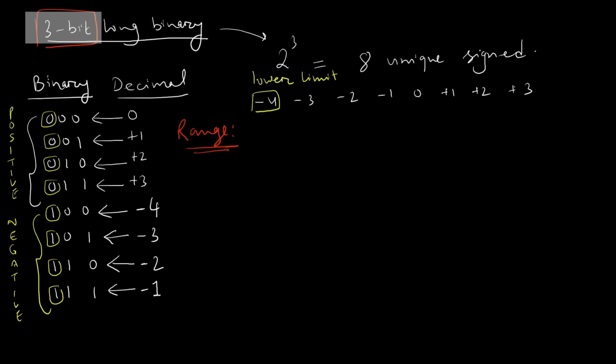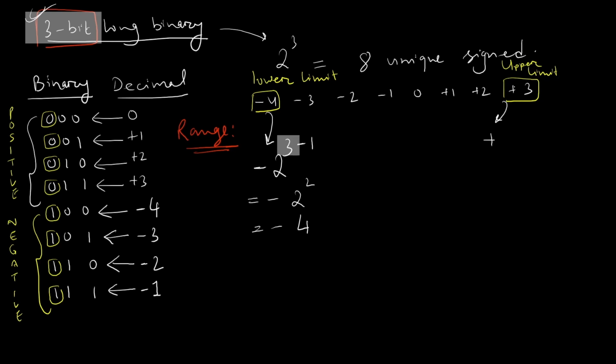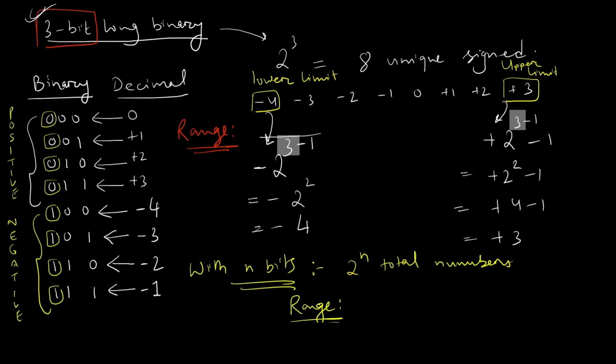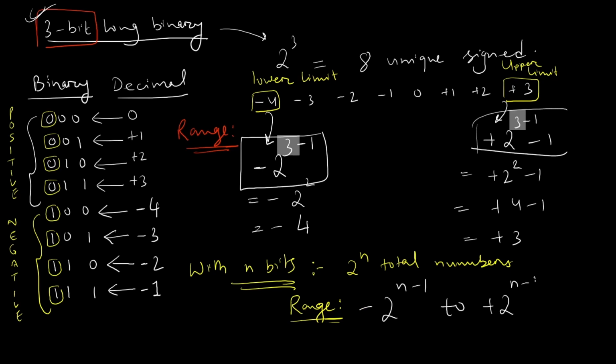Lower limit minus 4 can be written as minus 2 to the power (3 minus 1), which is equivalent to minus 2 to the power 2, equal to minus 4, and upper limit plus 3 can be written as plus 2 to the power (3 minus 1), minus 1, that is plus 2 to the power 2 minus 1, that is 4 minus 1, equivalent to plus 3. Similarly, with n bits, total possible signed numbers are 2 to the power n, and the range is minus 2 to the power (n minus 1) to plus 2 to the power (n minus 1), minus 1. We have just replaced 3 in the previous example with the variable n.